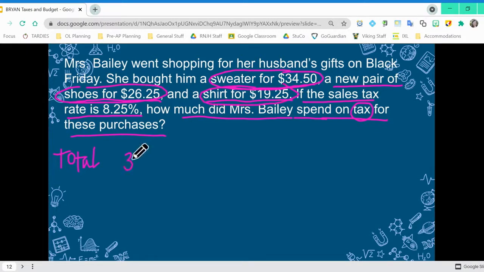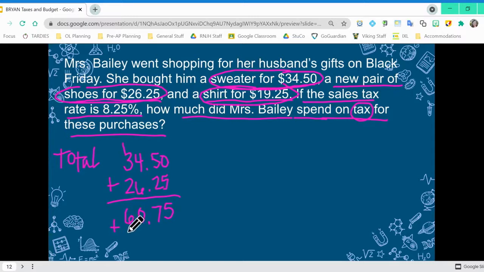So we need to add together $34.50 plus $26.25 and $19.25. I'm going to do two at a time just to make it easier. So write the problem down. 0 plus 5 is 5. 5 plus 2 is 7. 4 plus 6 is 10. 3 plus 2 plus 1 is 6. And the decimal comes straight down. So $60.75 is the total of the sweater and the shoes.